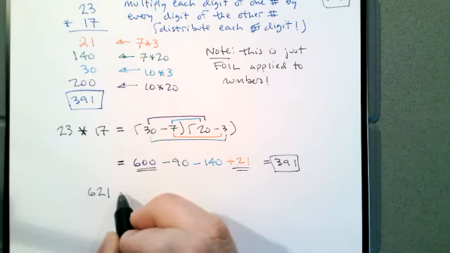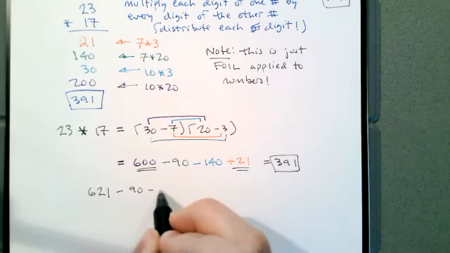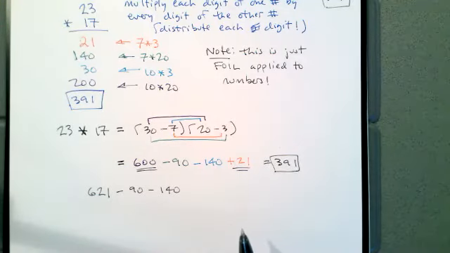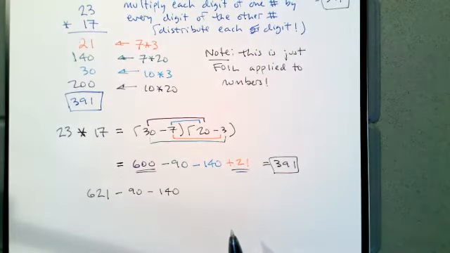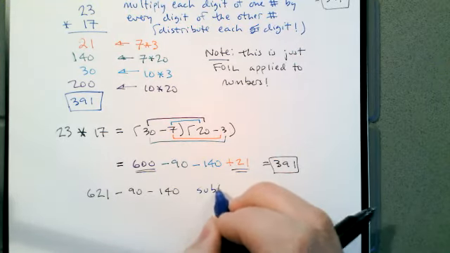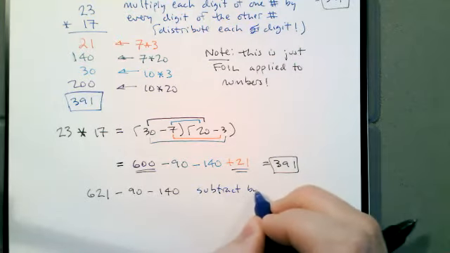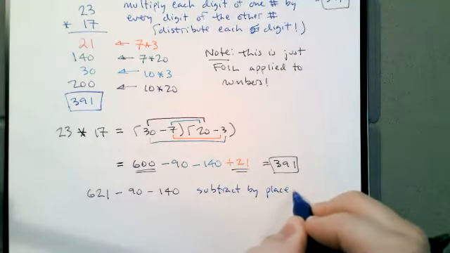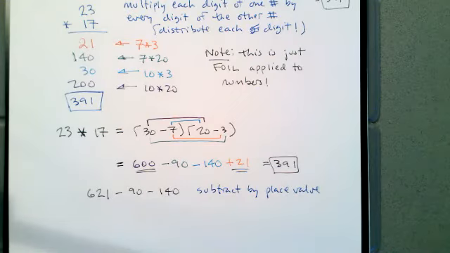But now I need to subtract 90 and I need to subtract 140. And I'm going to subtract in place values. So here's our strategy, subtract by place value. The reason that this came up is that subtracting by place value is using the distributive property.